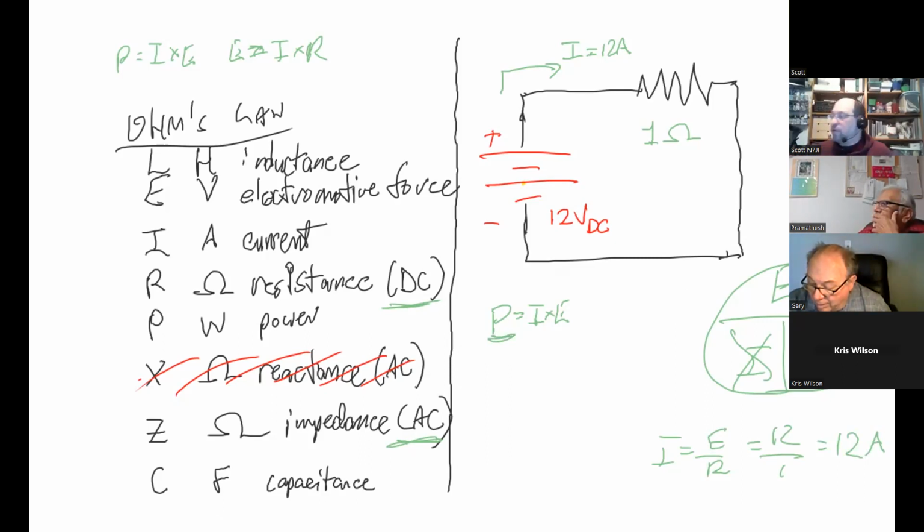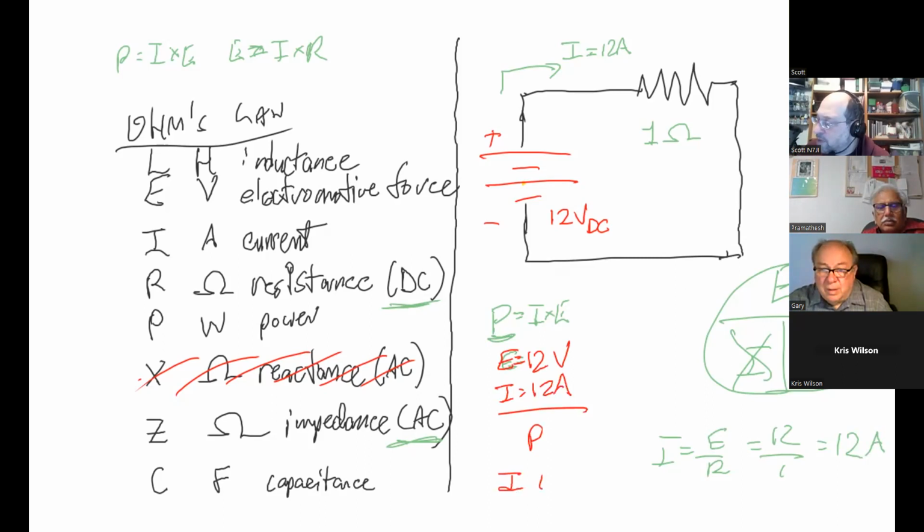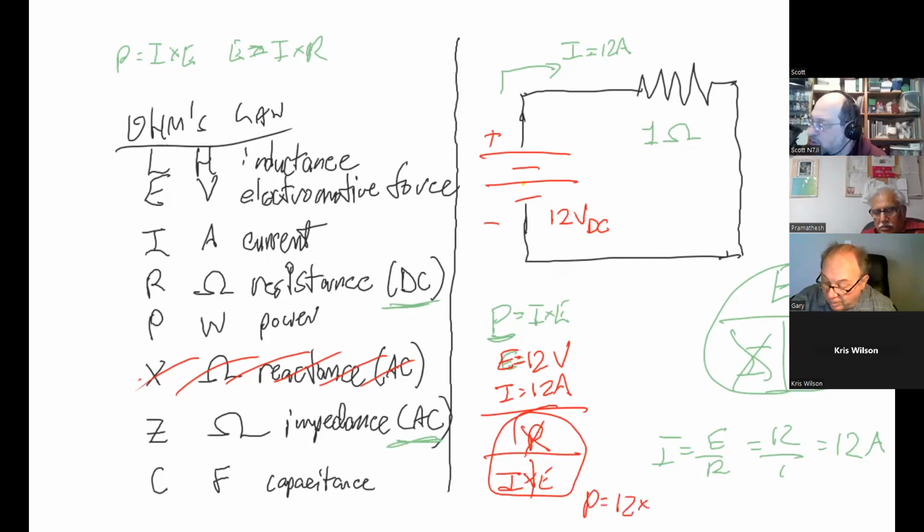So what we can do is play around with this a little bit. Let's take a look at the power in the power supply first, because we know that the power supply is 12 volts and the current is 12 amps. So we have P equals I times E. We don't know the power. Power is equal to 12 times 12, which is 144 watts.